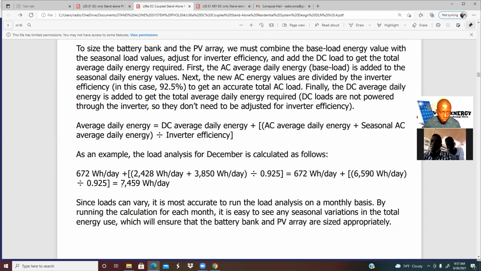All right, let's move. So we have this right here. You have to divide all your loads by the efficiency of your inverter. So when you're going to buy an inverter, you've got to check the inverter efficiency. Now we'll come to what kind of inverter to use based on the load or the system you are designing. So this says here, after all our calculation, after adding 672 to 2,428 to 3,850 and dividing it by the inverter efficiency of 0.925, we have 6,590.